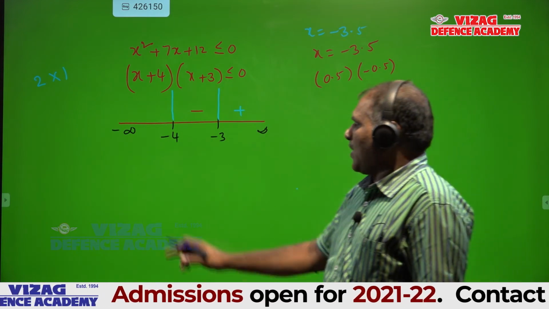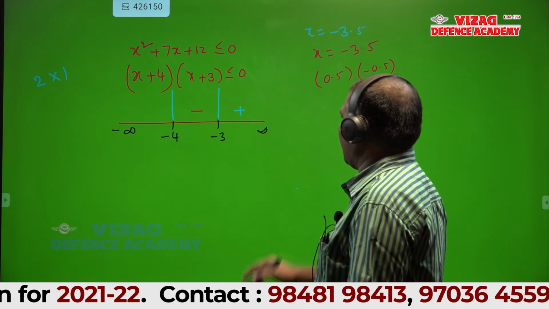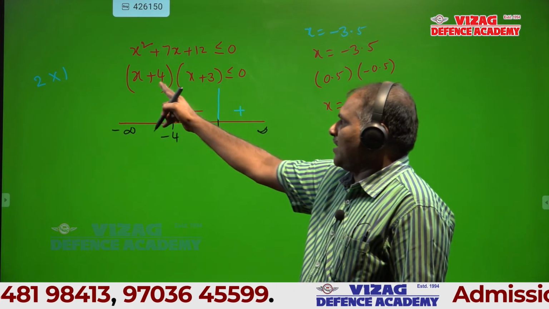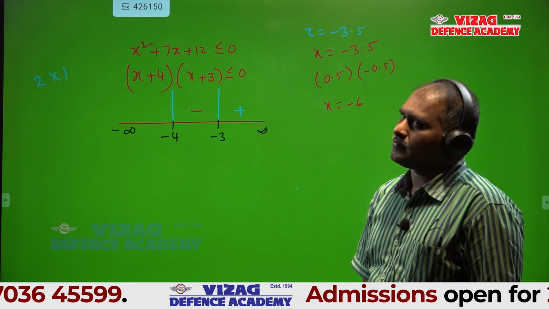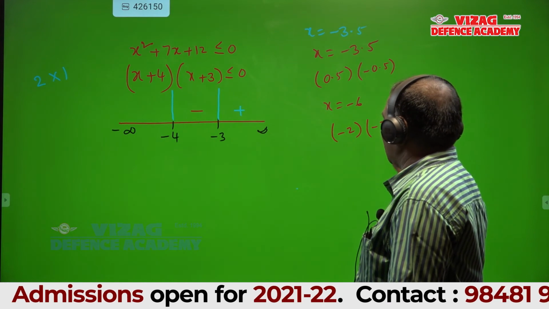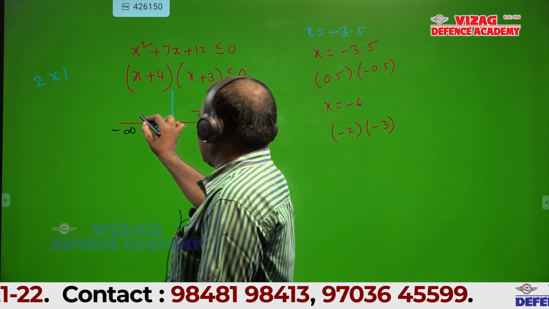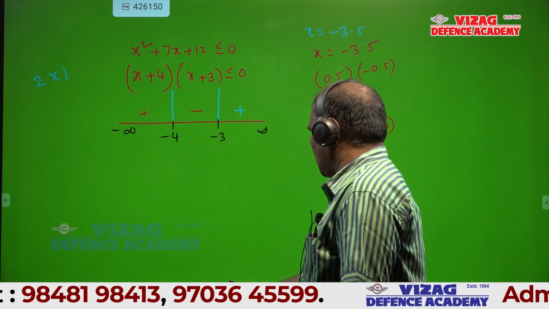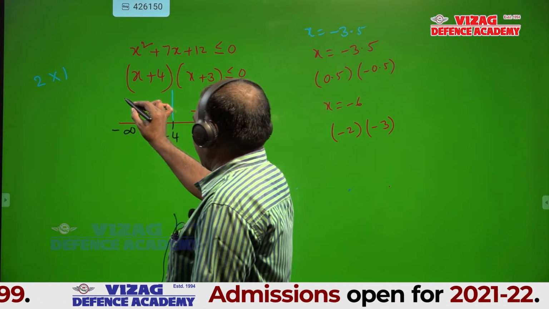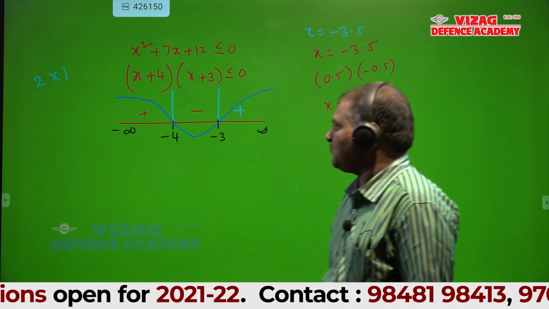After that, from minus infinity to minus 4, minus 5 or minus 6 I can take. x is equal to minus 6. What is minus 6 plus 4? Minus 2. Minus 2 into minus 6 plus 3, which is minus 3. Negative into negative is positive, plus 6. Therefore, positive. By observation you can get this graph like this.